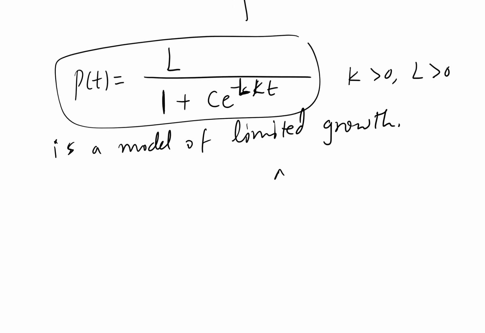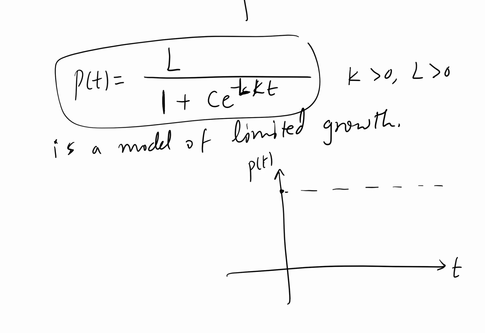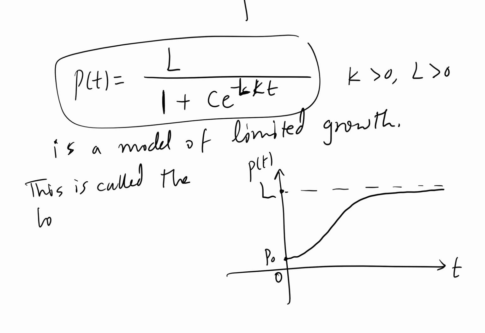So usually the graph of this would look like this: this is t and this is P of t. There's a horizontal line L here. So P of 0, or P sub 0, is here, and then it goes up this way, and it goes this way like that. And in mathematics, this is called the logistic equation or logistic function.